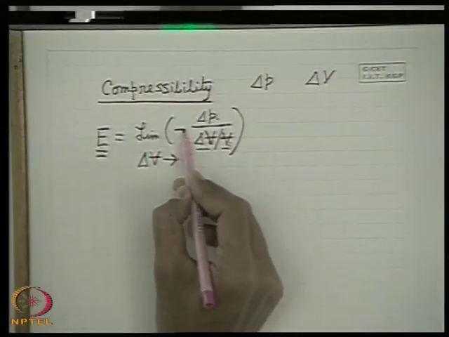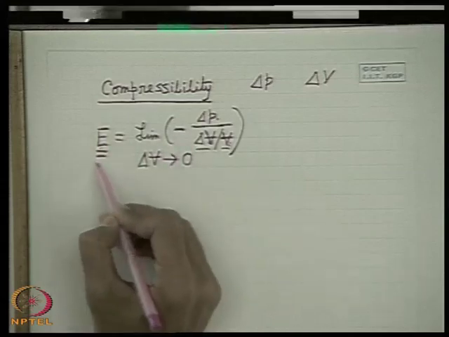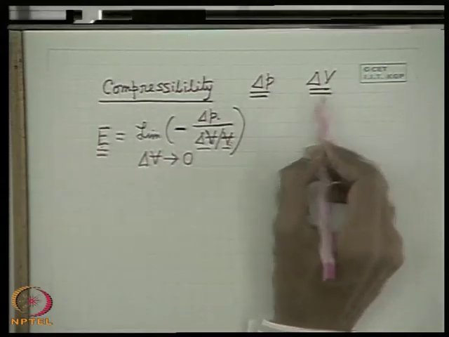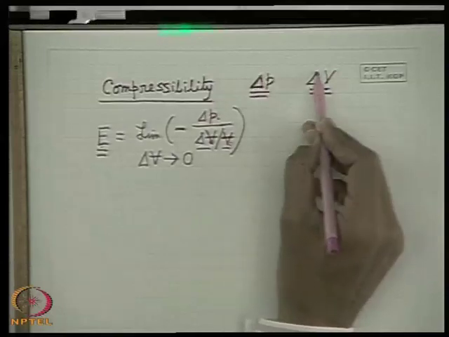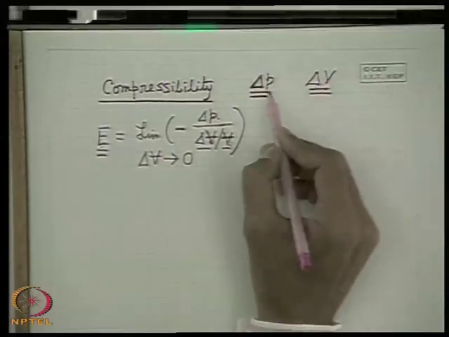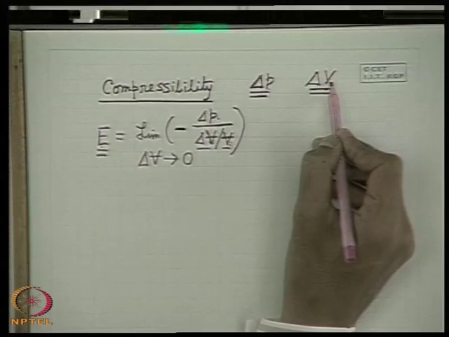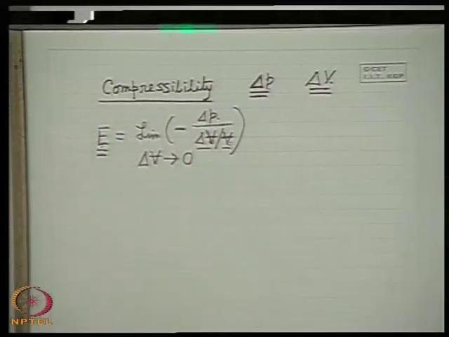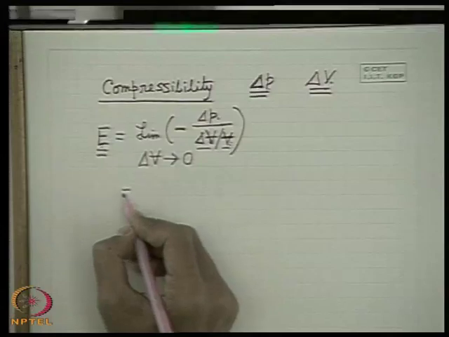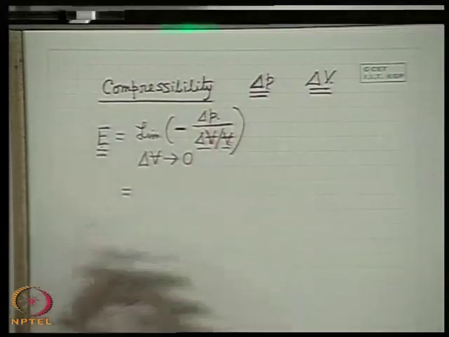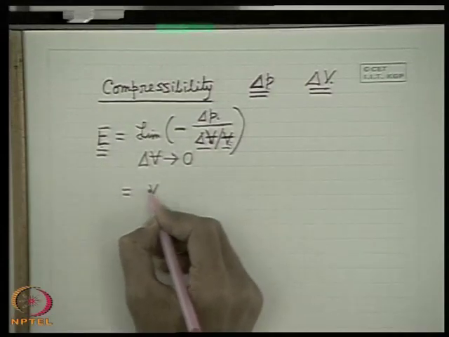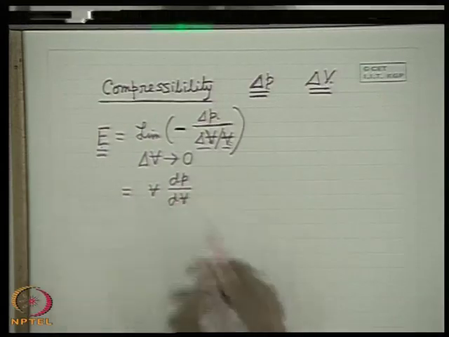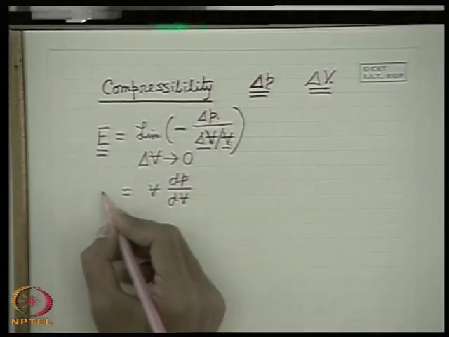A minus sign is deliberately given to assign a positive value of E, because you know that it is the law of nature for all substances that delta P and delta V are of opposite sign. That means an increase in pressure causes a reduction in volume and vice versa. So therefore a minus sign is used. So this is the basic definition of bulk modulus of elasticity. This we can write in differential form as E is equal to minus V dP by dV.